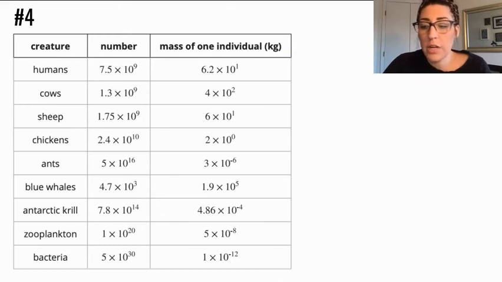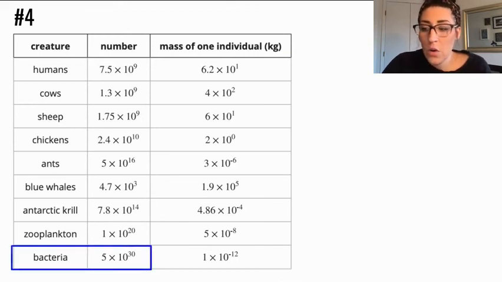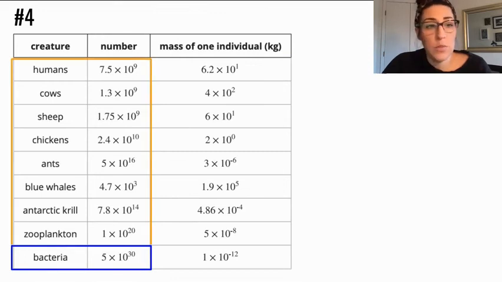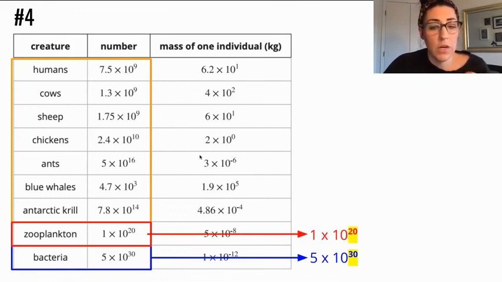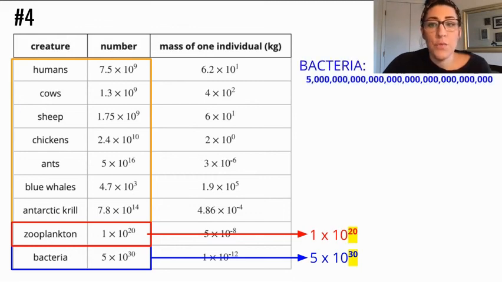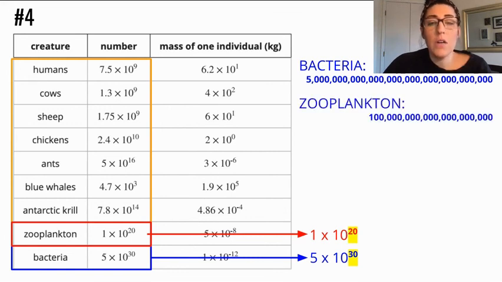Question 4 asks which is greater, the number of bacteria or the number of all other animals, we're going to just say all other creatures in the table put together. Now, I want you to specifically look at the zooplankton, and we're focusing in on the exponents. So the bacteria is 5 times 10 to the 30th. We know that's a very, very large number because it's a positive exponent. The zooplankton is 1 times 10 to the power of 20. Now, if we write that out, here's what bacteria looks like. Here's what zooplankton looks like. Already, I could see that the bacteria is much larger than the zooplankton.